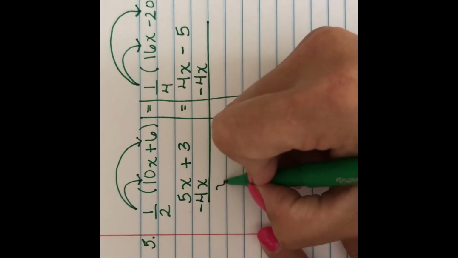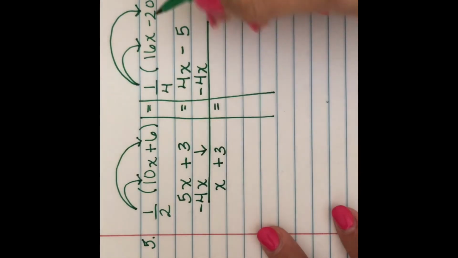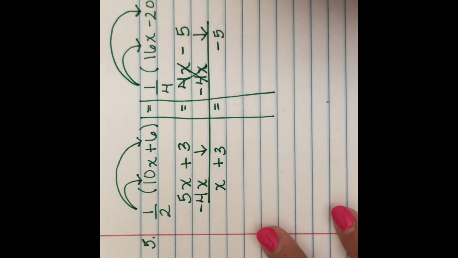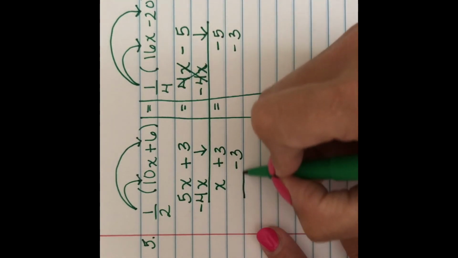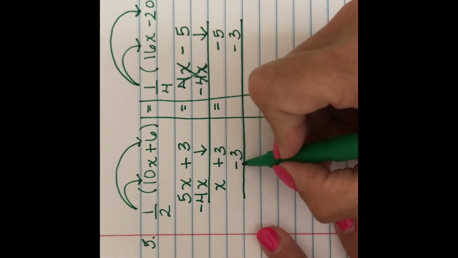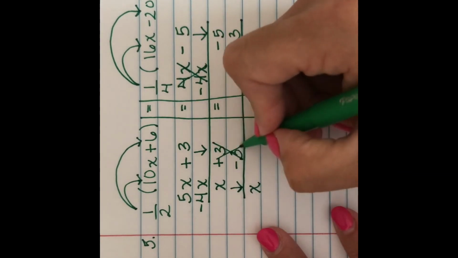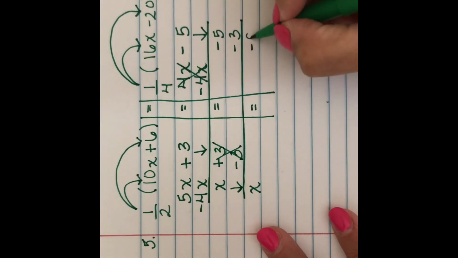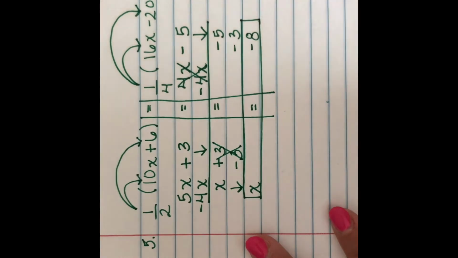5x minus 4x is 1x. Bring down that positive 3. This makes 0. Bring down that negative 5. So now I'm going to eliminate the constant that is next to the variable by doing the opposite. I'm going to bring down x. This makes 0. Bring down my equal sign, and negative 5 and negative 3 makes negative 8. Therefore, my final answer is x equals negative 8.